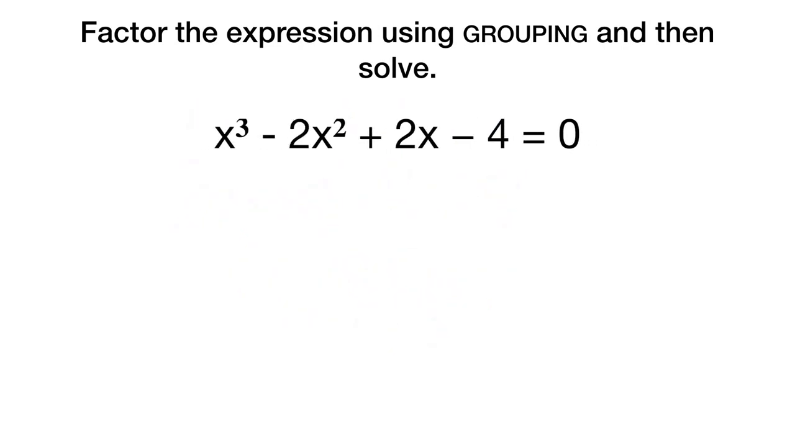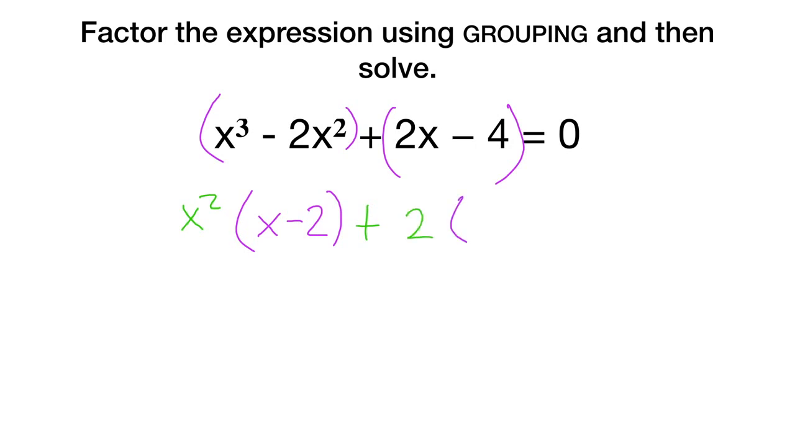Let's try another. So we're going to group again. x cubed minus 2x squared plus 2x minus 4. So I just grouped the first two terms and then the second two terms. Alright, my greatest common factor between x cubed and 2x squared is going to just be x squared. So that becomes x squared times x minus 2. And then our next part, our greatest common factor between 2x and negative 4 is 2. So this becomes, let's see, x minus 2.